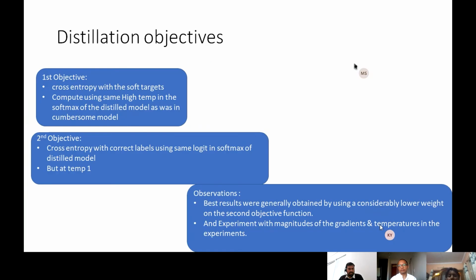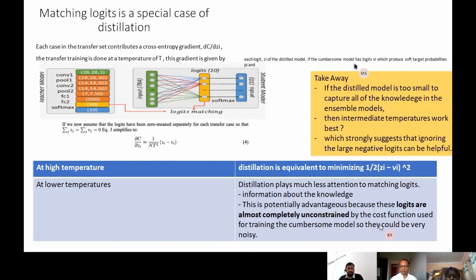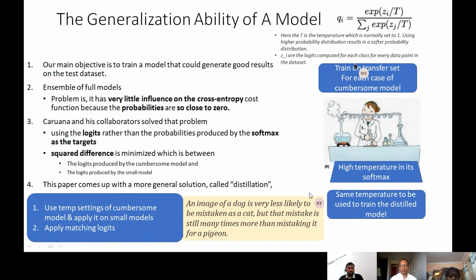The generalization ability of this model is something that we need to understand, how and what they are doing here. The main objective of generalization is to generate good results for the test data, whatever the test data could be.